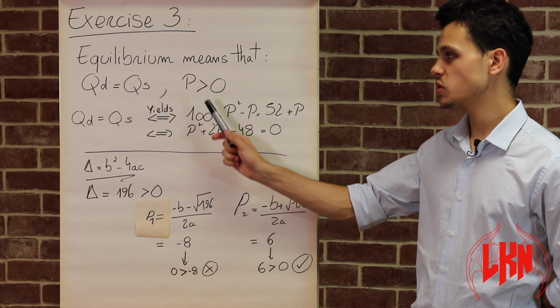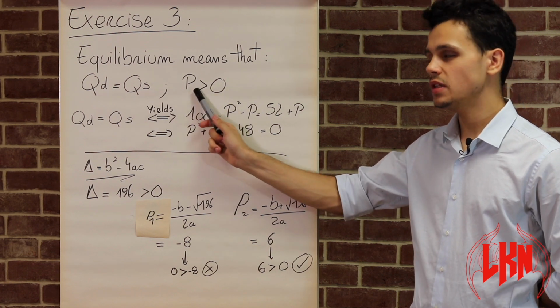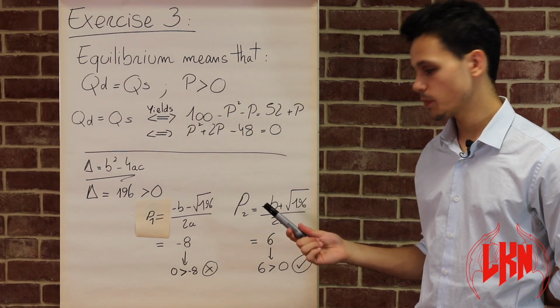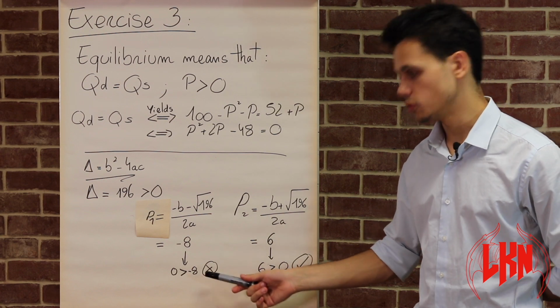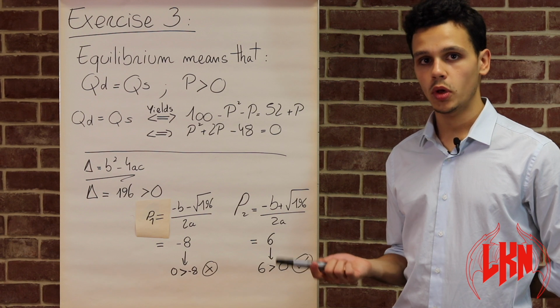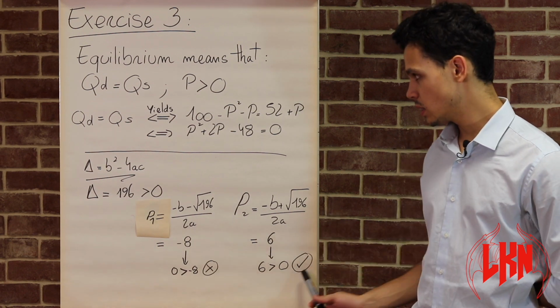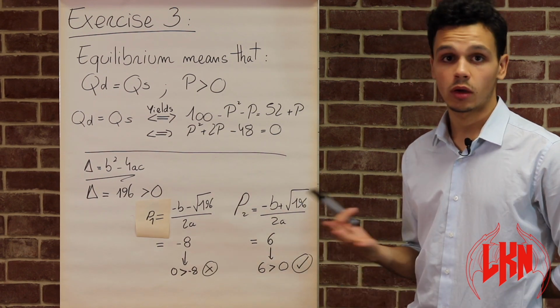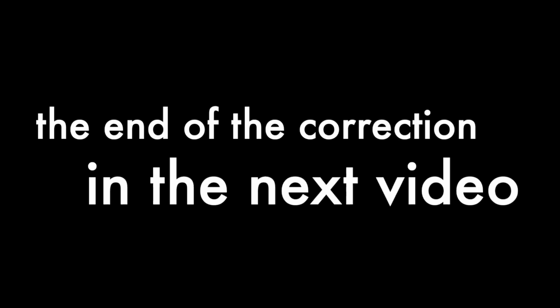But since we said that to get equilibrium, we need p to be superior to 0, minus 8 cannot be the solution of the equation, so 6 is going to be. Therefore, we know that 6 is p for which equilibrium is met.